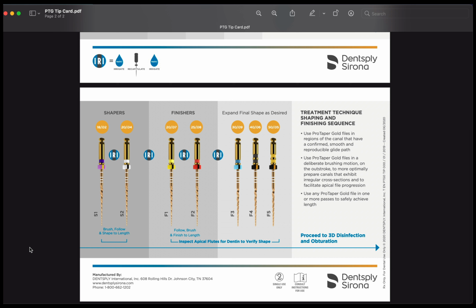Not to mention that it's nerve-wracking when your file doesn't go all the way to length with very much ease, and then you're having to go back with hand files. It slows you down, and in my opinion, in really, really small canals, which is usually the kind of cases that I receive as an endodontist, these files are just a little big for my taste. So let's move on to the next system.